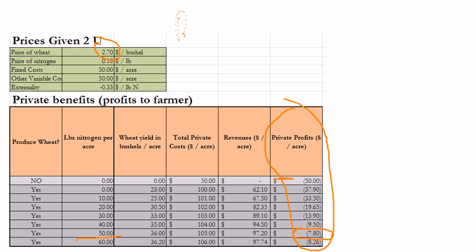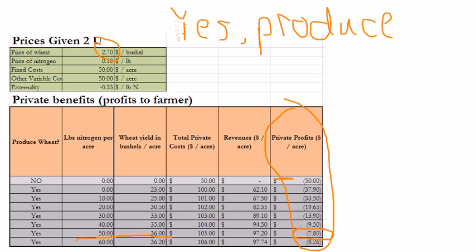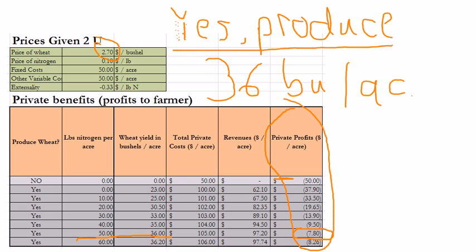And notice here, if you want to lose the least amount of money, then you want to apply 50 pounds of nitrogen, harvest 36 bushels of wheat, and you'll lose $7.80, which is certainly better than losing $50. To the question, do we want to produce wheat or not? Yes, we do want to produce. Absolutely. We want to produce 36 bushels per acre. We're going to lose money, but that helps us lose the least amount of money.